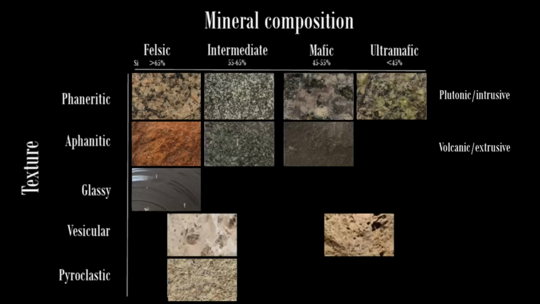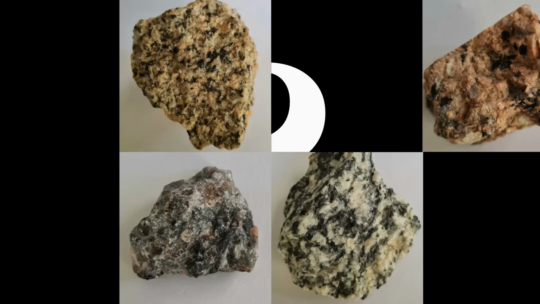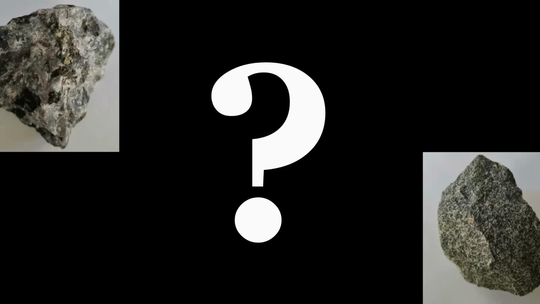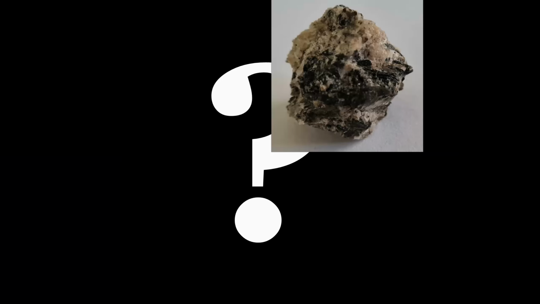So we've had a look at silica content and textural differences to determine the basic classifications of an igneous rock. Is it felsic or mafic? Is it volcanic or plutonic? But how do you actually identify if an igneous rock is a granite, tonalite, or syenite? How does gabbro differ from diorite? Where the hell does iolite fit in?